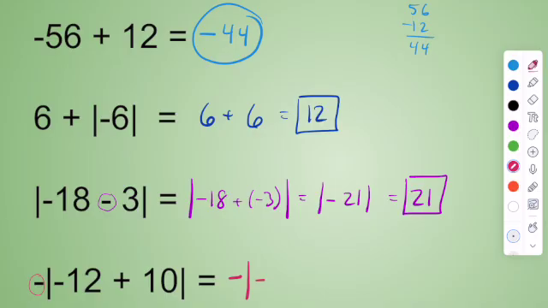Side math, we have 12 minus 10. I need to subtract because we have one positive, one negative. So that would be 2, but it's a negative 2. The absolute value of negative 2 is 2, but then we apply that negative, so the answer is a negative 2.